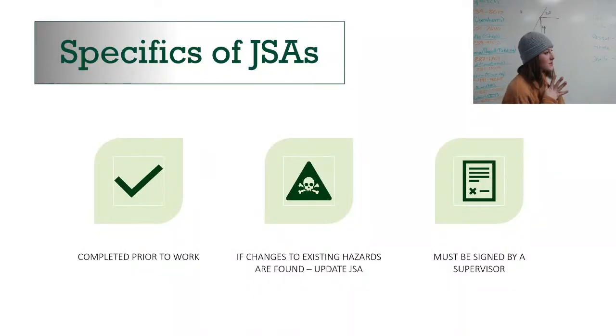So we're all familiar with JSAs, correct? Yes. Great. What is the main purpose of a JSA? Identify hazards. Identify and mitigate. Communicate hazards. The main purpose of JSAs is communicating hazards across an even playing field. As you can see here, they're completed prior to work. They're the first thing you do before you even begin working.